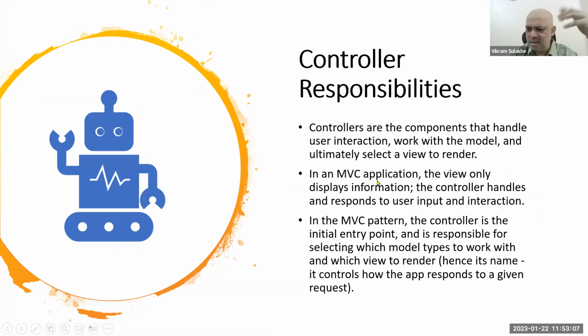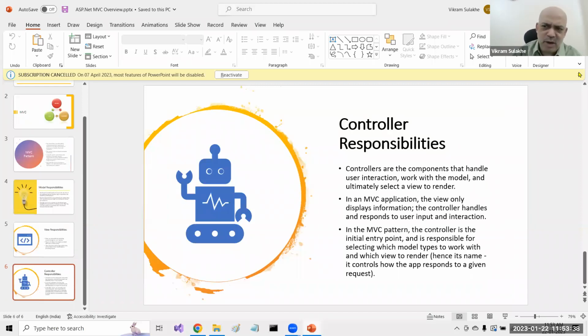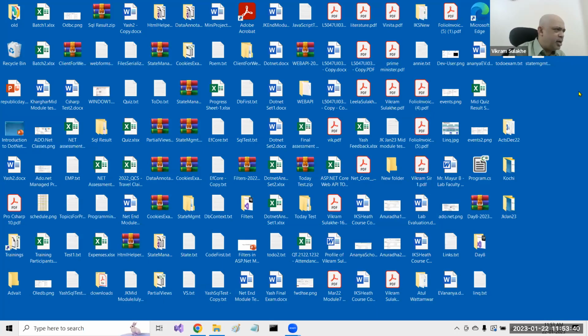Now, everything else is a rehash of things we have said, so I'll quickly read through that. In an MVC application, the view only displays the information. The controller handles and responds to user input and interaction. We've said that before. In the MVC pattern, the controller is the initial entry point and is responsible for selecting which model type to work with and which view to render. Hence its name, it controls how the application responds to a given request. So these are some of the basic concepts of MVC that we need to look at before we get into any real code on that.